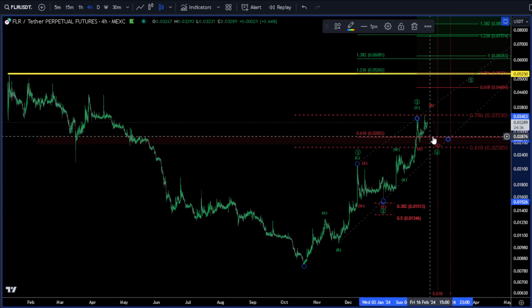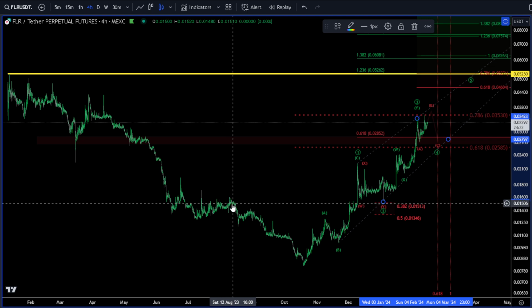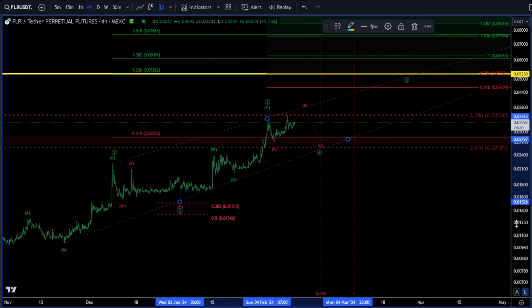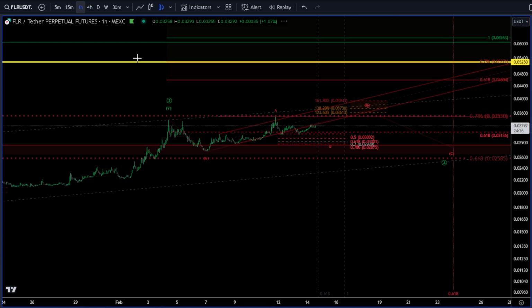So right now, looking for this 4th wave to complete, hold above this previous order block as support, and move up for our 5th wave. All right, let's go down to the smaller time frames. Go down to the 15-minute.